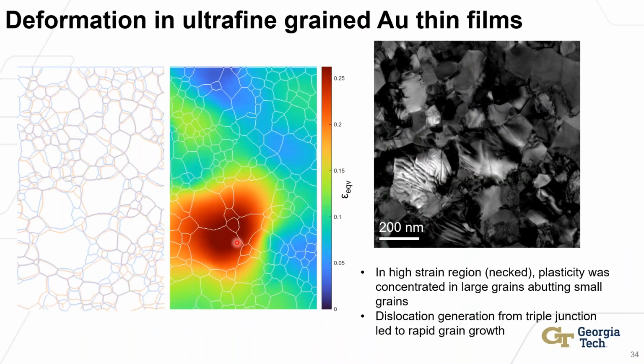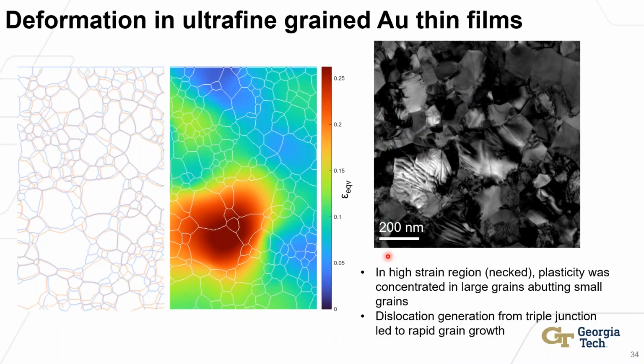Here's just a second example showing a necked region after deformation. So here the blue lines show the initial grain structure and the orange lines show the final grain structure. You can see you have this large grain that's carrying a lot of the plasticity growing at the expense of these surrounding small grains.